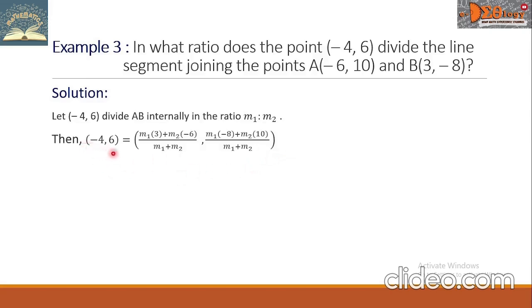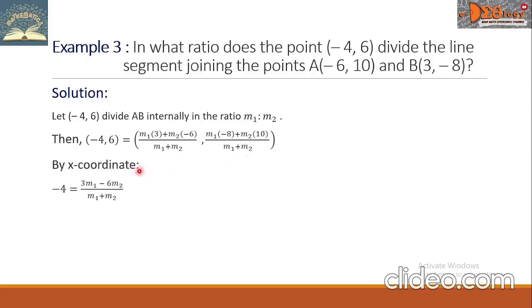The negative 4, 6 equals m sub 1 times 3 plus m sub 2 times negative 6 over m sub 1 plus m sub 2 for our x coordinate. For the y coordinate, it becomes m sub 1 times negative 8 plus m sub 2 times 10 all over m sub 1 plus m sub 2.